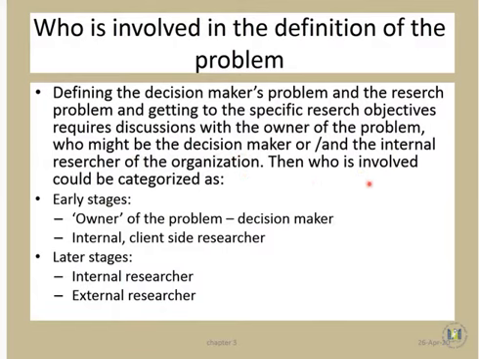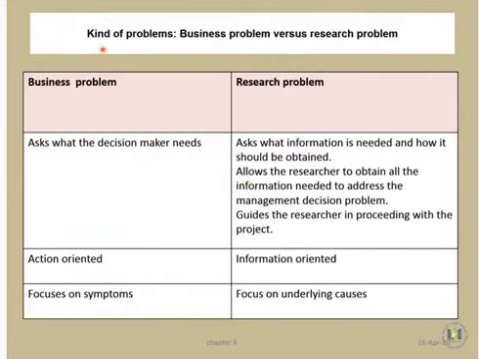Anyway, who is involved in the problem definition could be categorized as follows: in the early stages, it could be the owner of the problem or the internal, client-side researcher, or in later stages, it could be the internal researcher or the external researcher. There are two kinds of problems, business problem and research problem.